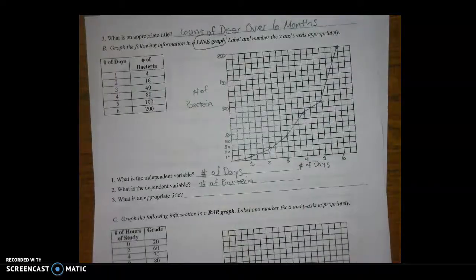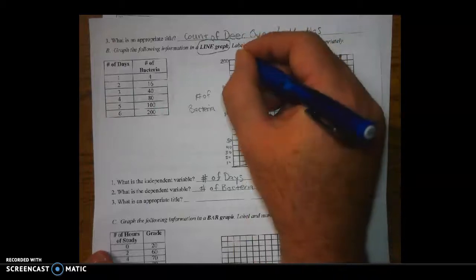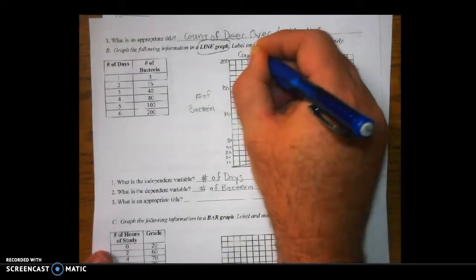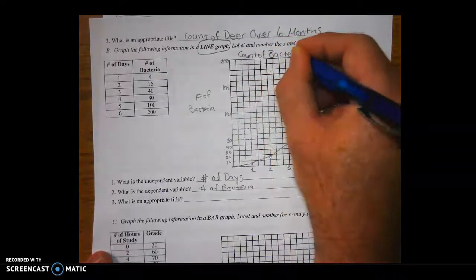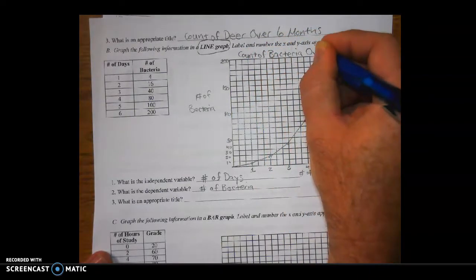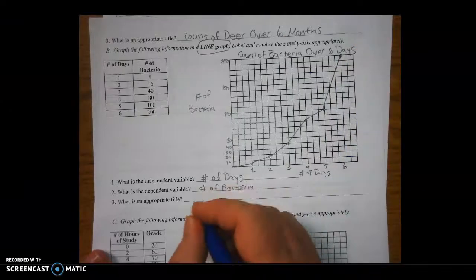Again, we need to give it a nice descriptive title. And so now we're going to do count of bacteria over 6 days. And again, we need to put that down here also.